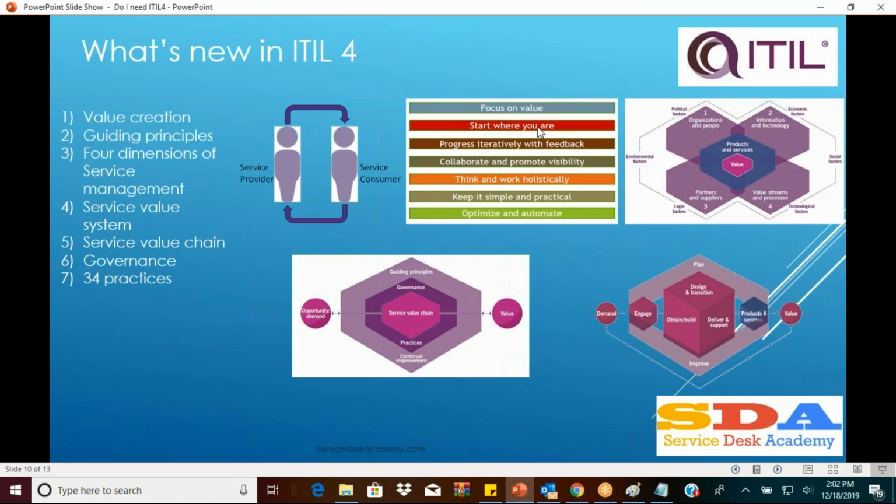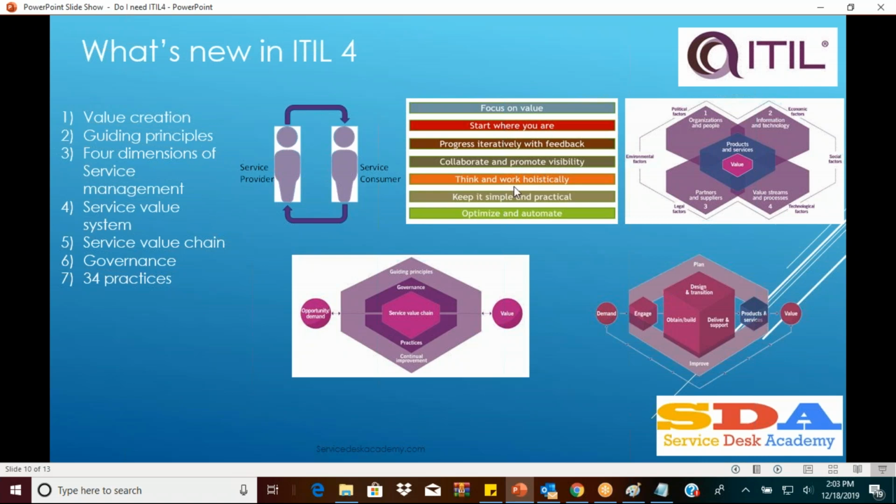Start where you are is a guiding principle which says do not start from scratch. Whatever you have, try to utilize that and build from there. Progress iteratively with feedback is another guiding principle which says do it in iterations and take regular feedback from your customer. Collaborate and promote visibility is another principle which says collaborate with all your relevant stakeholders and promote visibility of the work that you're doing so that you get regular feedback from people.